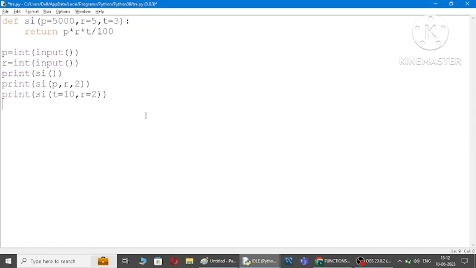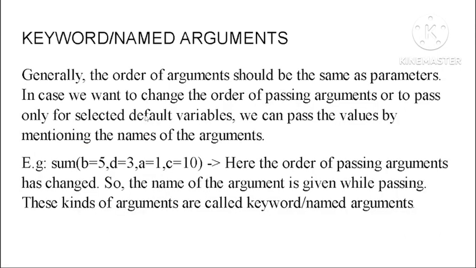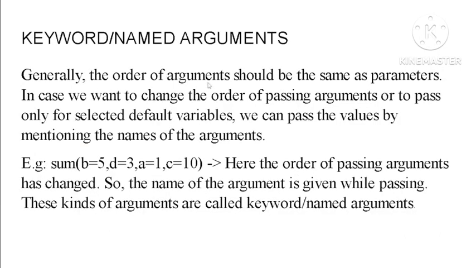I hope you understood the kinds of arguments. Generally the order of arguments should be the same as parameters. In case we want to change the order of passing arguments or to pass only selected default variables, we can pass the values by mentioning the names. This is what we saw just now. So these kinds of arguments are keyword or named arguments.